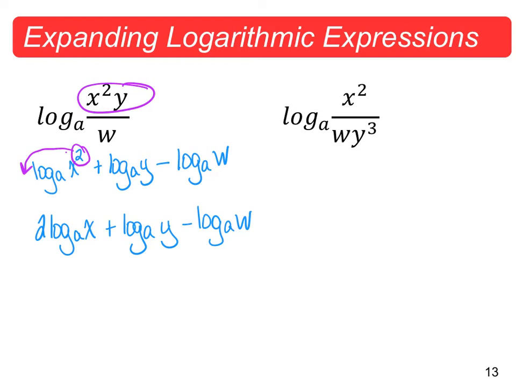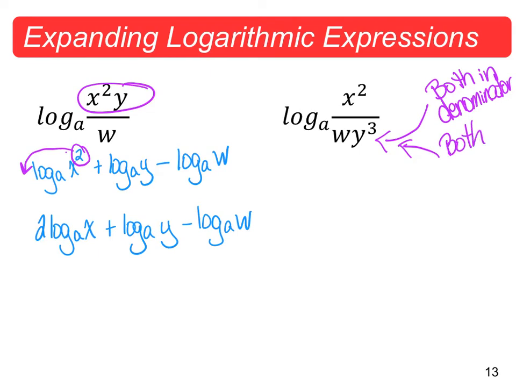Okay, now this right here typically confuses students. And the reason it confuses students is the w and the y to the third are being multiplied together. And you are correct. They are being multiplied together. However, both are in the denominator. They are both in the denominator. So both will be subtracted. Because they are both in the denominator, both will have the quotient rule apply to them.